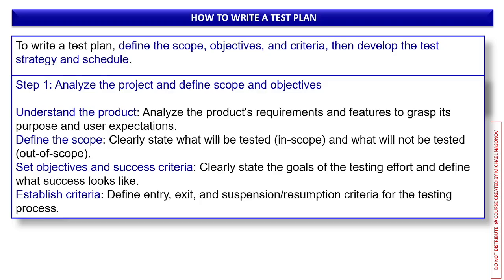Step 1. Analyze the project and define scope and objectives. You have to remember a few points here. First of all, you need to understand the product which you're going to be delivering. Analyze the product's requirements and features to grasp its purpose and user expectations. Define the scope: clearly state what will be tested, in scope, and what will not be tested, out of scope.